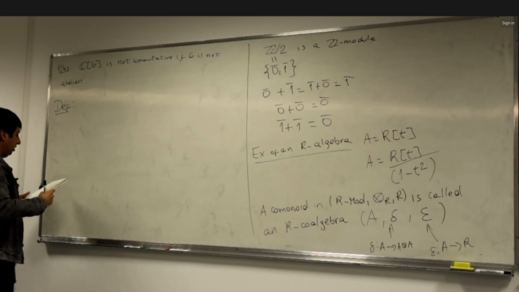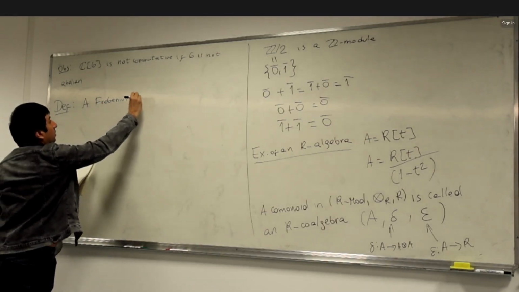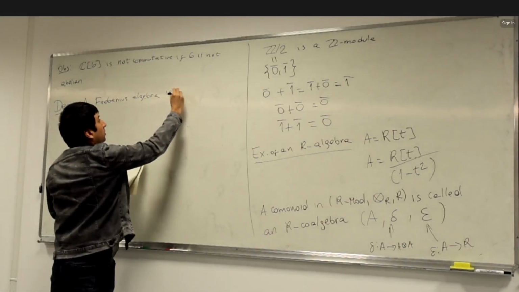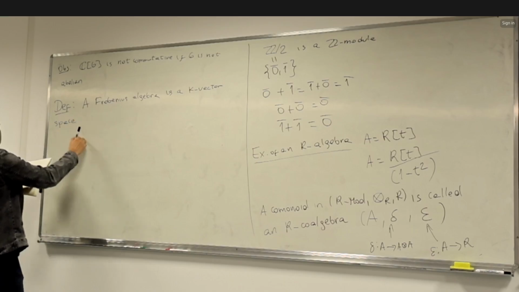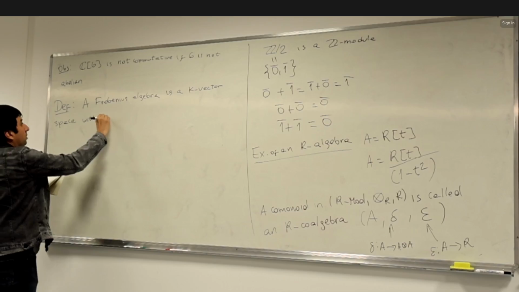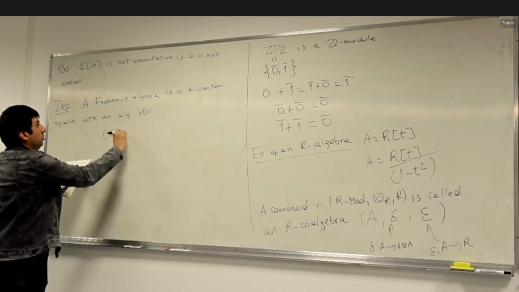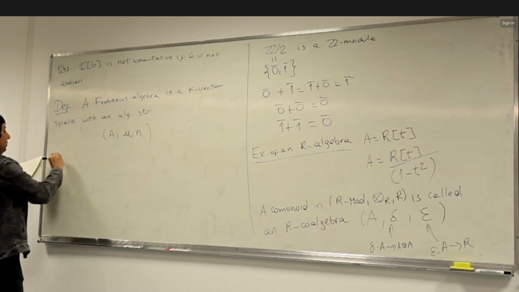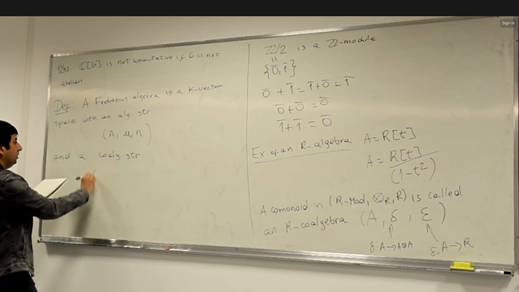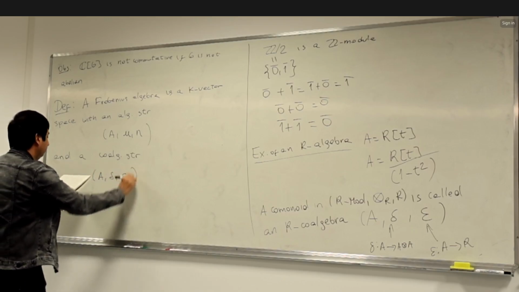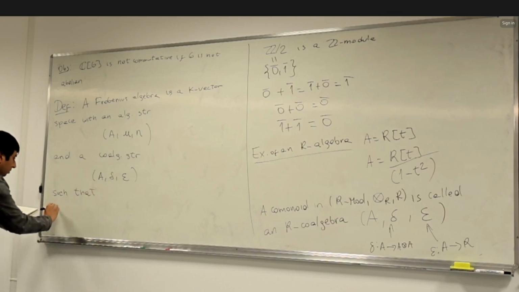Okay. Now we can talk about a Frobenius algebra. A Frobenius algebra is a K vector space with an algebra structure (A, mu, eta) and a coalgebra structure (A, delta, epsilon), such that this equation is satisfied.